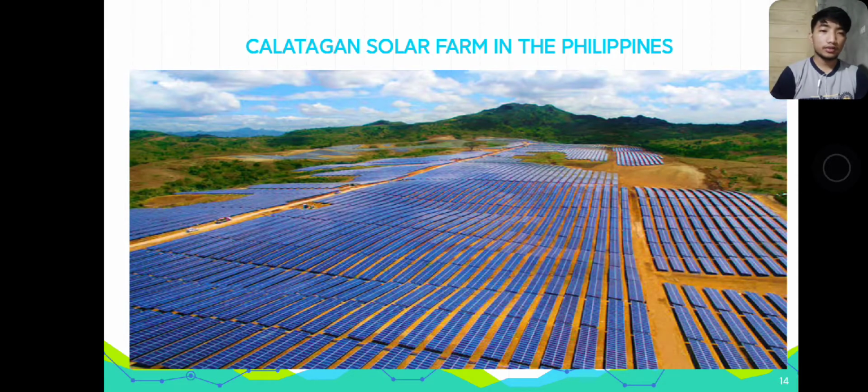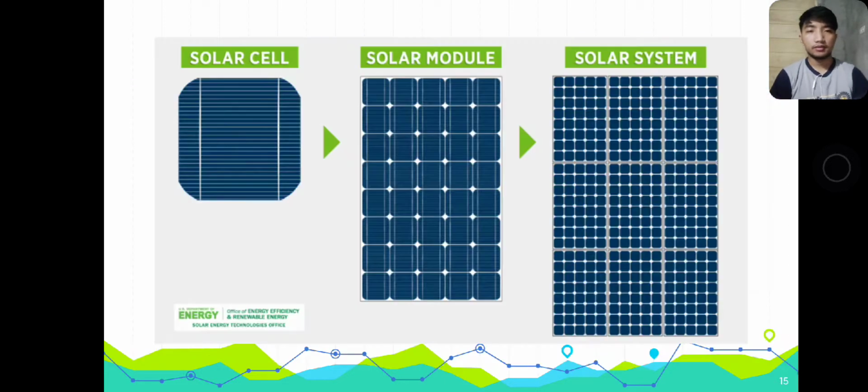This is the view of Calatagan Solar Farm in the Philippines. So what is the solar module, solar system, and solar cell? Sa solar plant, it consists of solar panels. Yung solar panels ay consist ng solar cell.